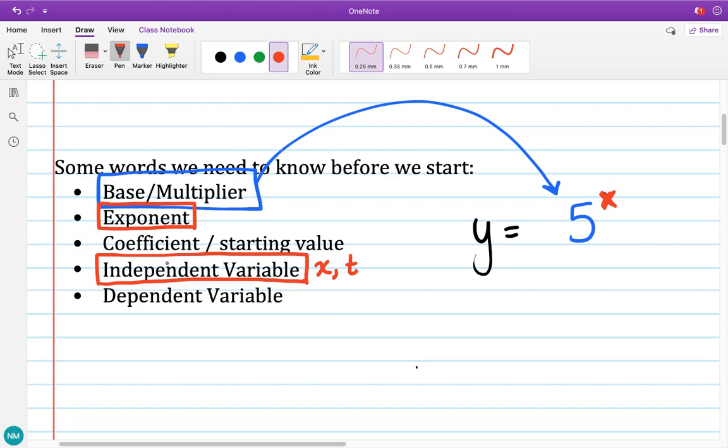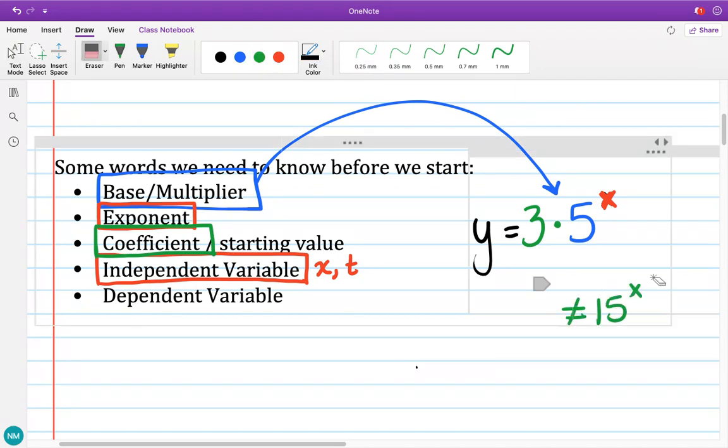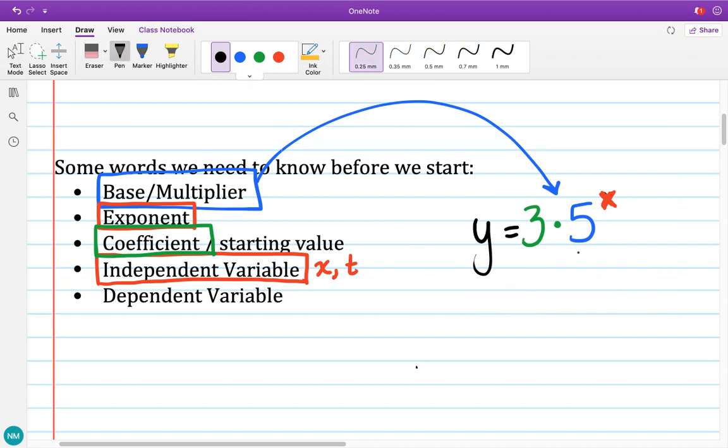Now, what is a coefficient or a starting value? We'll talk about why it's a starting value in a little bit, but right now we need to know it's the coefficient. The coefficient is the number in front, so like 3. So 3 times 5 to the x. This is not the same thing as we stated above. This is not 15 to the x. It's 5 to the x multiplied by 3, multiplied by the coefficient. So the coefficient is up front right here. Again, we'll talk in another video about why it is the starting value, so don't worry about that right now.